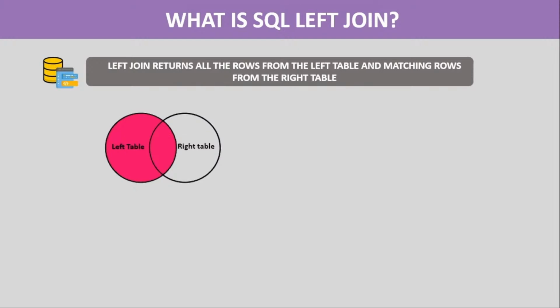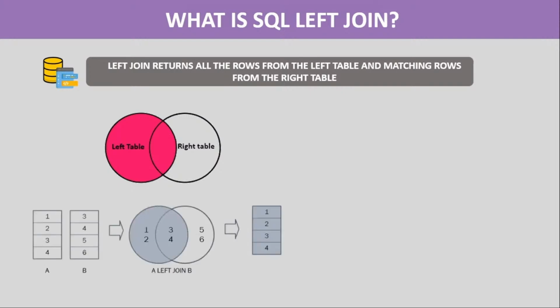The missing values for the rows from the right table in the resultant table of the join are represented by null values. For example, if you consider two tables, table A and table B, with values 1, 2, 3, 4 in table A and 3, 4, 5, 6 in table B. Now if you apply left join to both these tables, it will display the values from the left table, that is 1, 2, and the matching values from the right table, that is 3, 4. So the resultant table will be 1, 2, 3, 4.